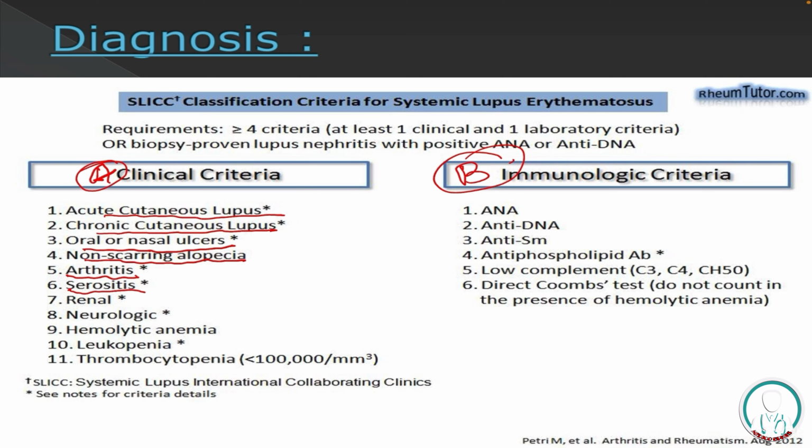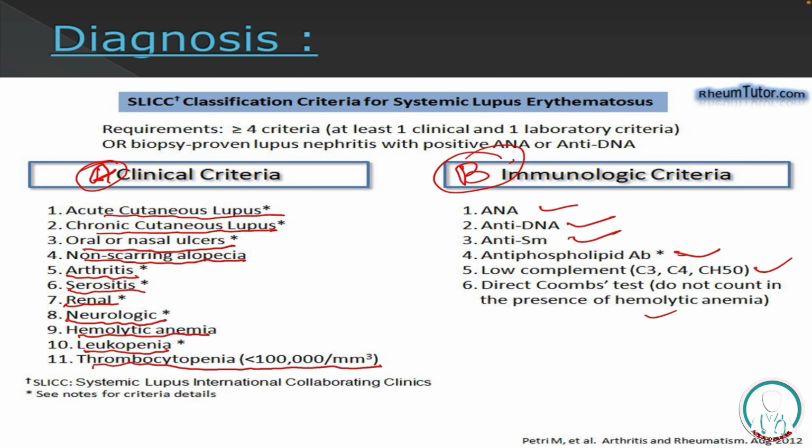It includes pleurisy and pericarditis, renal abnormalities, that is persistent proteinuria of more than 0.5 microgram per day, neurological findings like seizures and psychosis, hemolytic anemia, leukopenia, and thrombocytopenia, that is less than 1 lakh platelets per mm cube. Immunological criteria includes anti-nuclear antibodies, anti-DNA antibodies, anti-Smith antibodies, anti-phospholipid antibody, low complement proteins, and direct Coombs test positive.